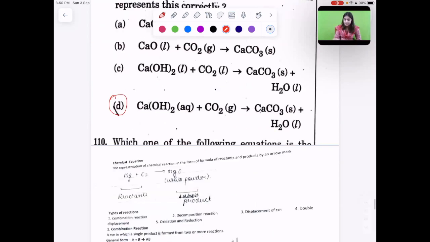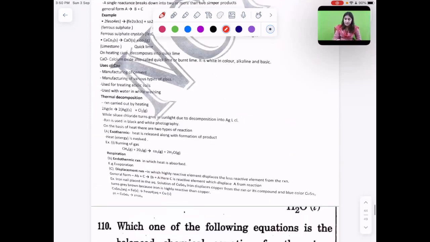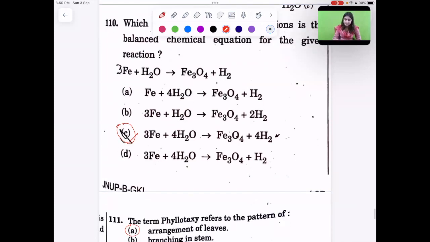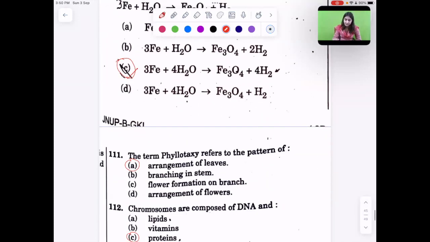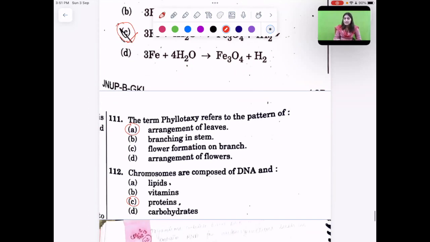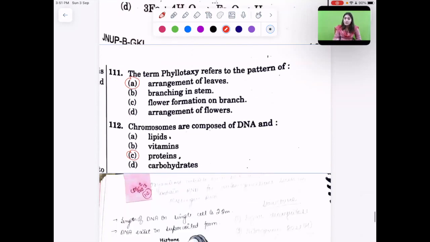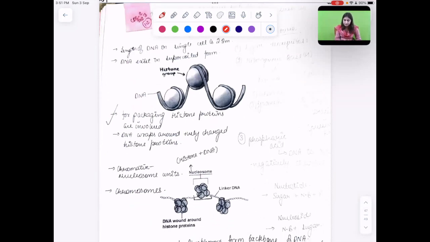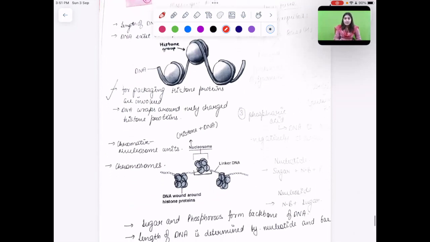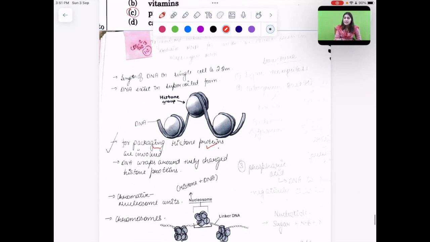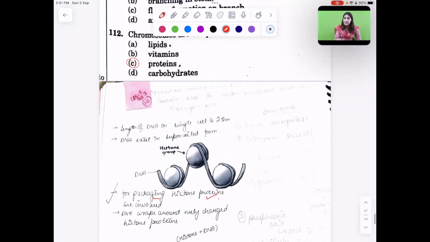Next question, to write a balanced chemical equation. So option C is the correct answer here. Next, the term phyllotaxy refers to the pattern of arrangement of leaves. Next, chromosomes are composed of DNA and, so we did packaging of DNA. In packaging of DNA, chromosomes are formed after packaging of DNA. So histone proteins are involved along with DNA. So what are chromosomes? DNA plus proteins. So option C.